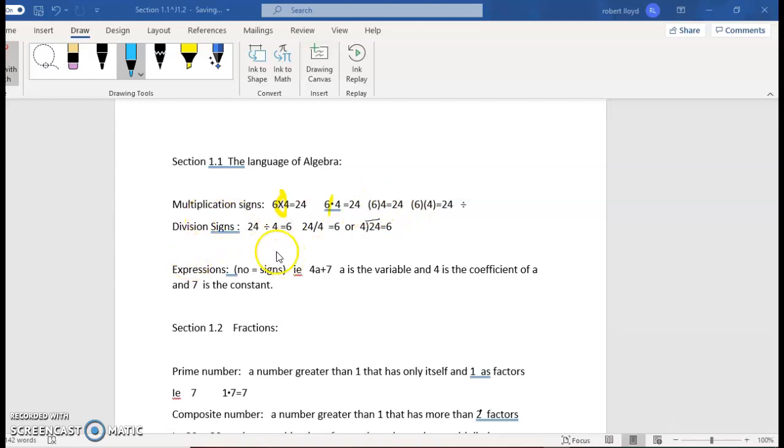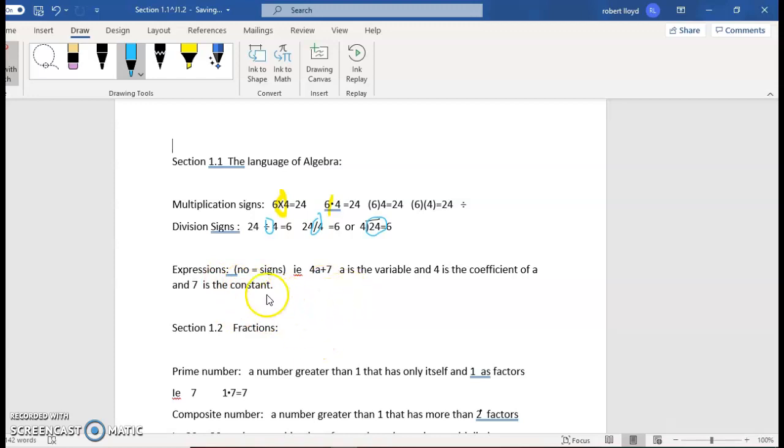Division can have the typical division sign. You can have a fractional form, or it can have the standard form for the radical.